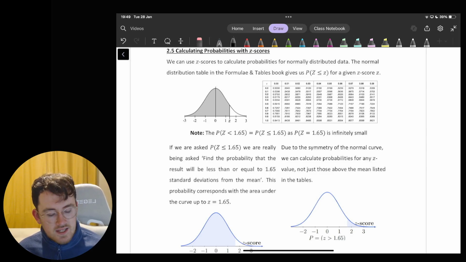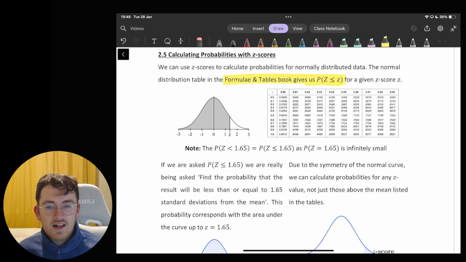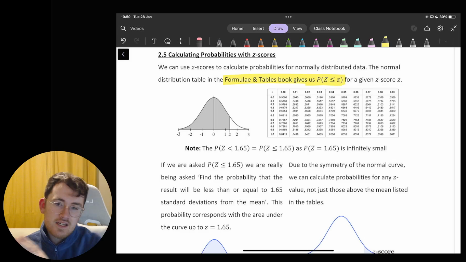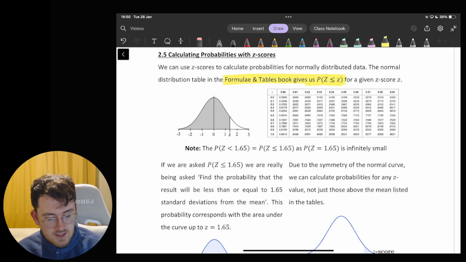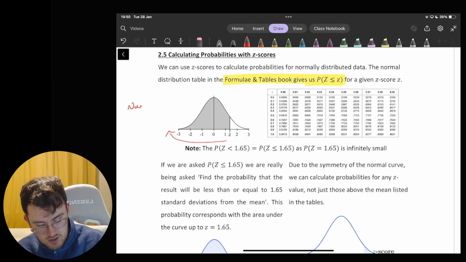So when we're using our z-scores, it's really important to remember that the formula and tables book is going to give us the probability that a certain z value is less than or equal to a particular z-score, a particular value that we have. You can see the diagram on the left, which is the same one included in the formula and tables book. It gives us the area to the left-hand side of this particular z-score value, remembering that a z-score, by definition, is a number of standard deviations.